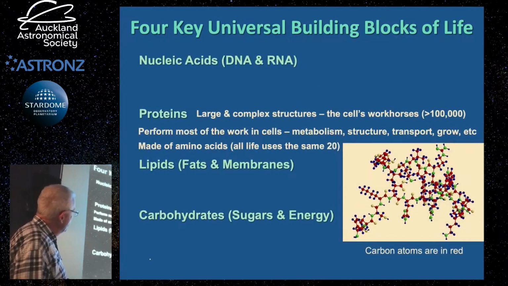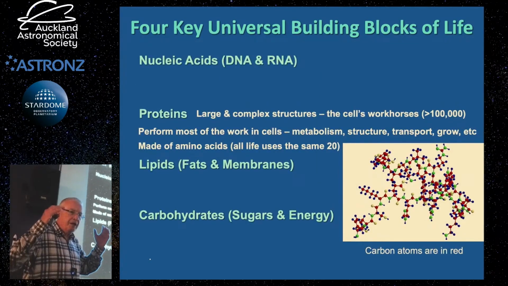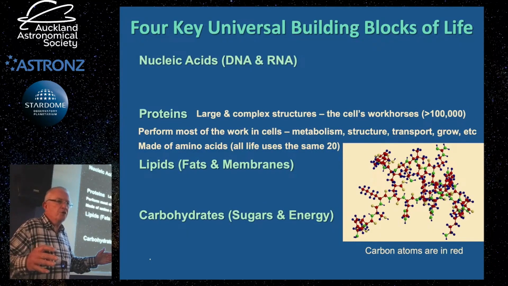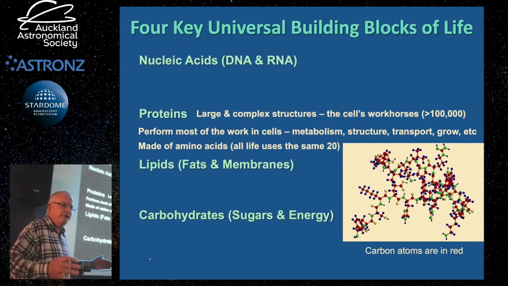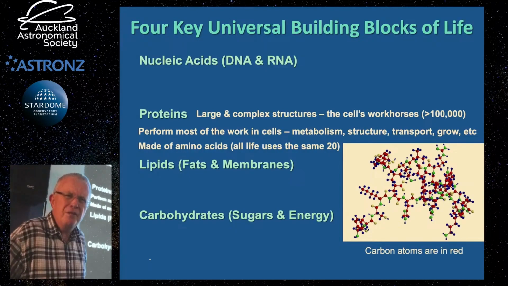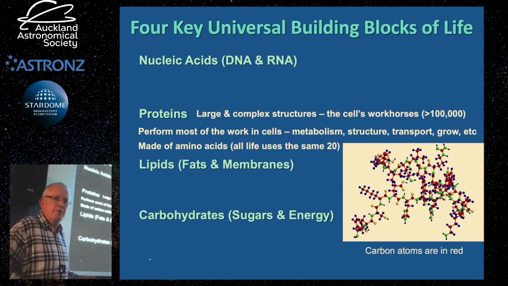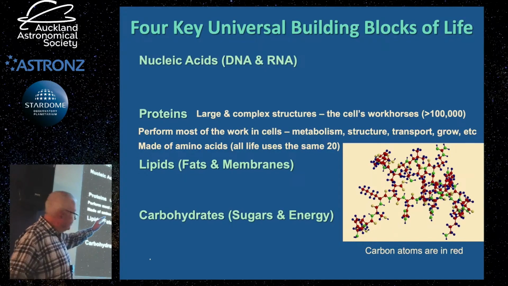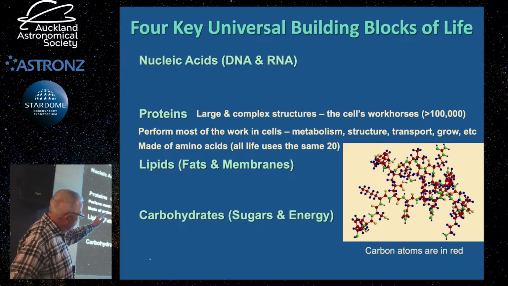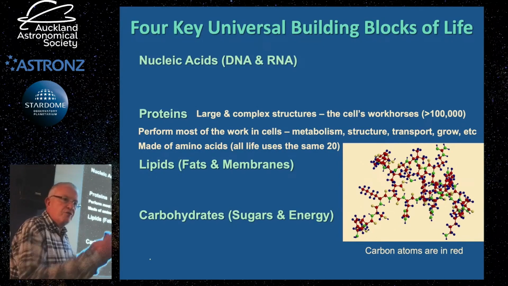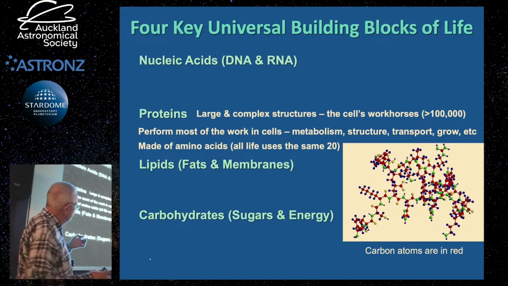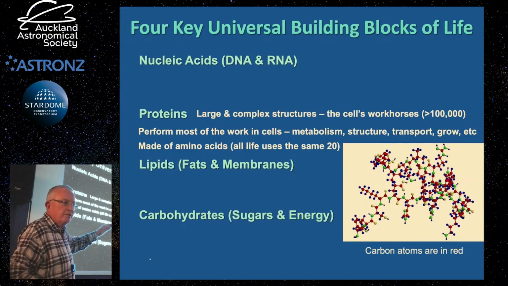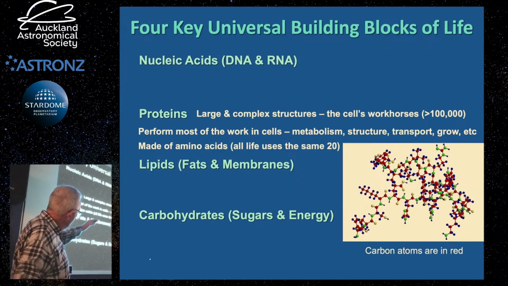Okay, the next one is proteins. Proteins are large and complex. They are the workhorses, if you will, of the human body. Everything really hinges on proteins. There are over 100,000 proteins in a human being. They're really important. They perform most of the work in the cells. They're involved with metabolism, creating the physical structures and framework of life. They're involved in transporting nutrients and various things around the body, and they're involved with us growing as well.